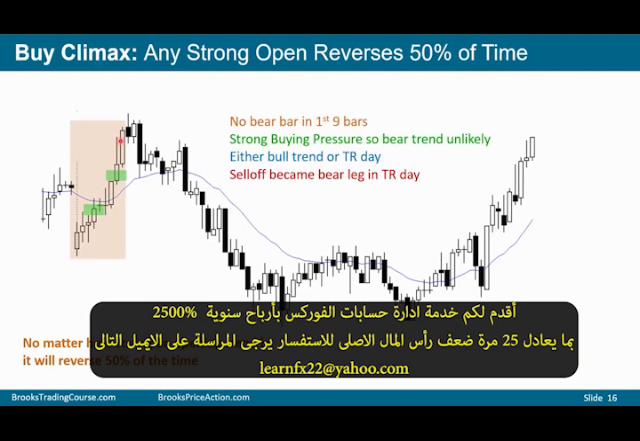No bear bar for the first 9 bars. Strong buying pressure, so a strong bear trend is unlikely. If we get a reversal down after such a strong open, either it will lead to a bull flag and a bull trend, or a sell-off that will become a trading range. In other words, you'll get a rally later.